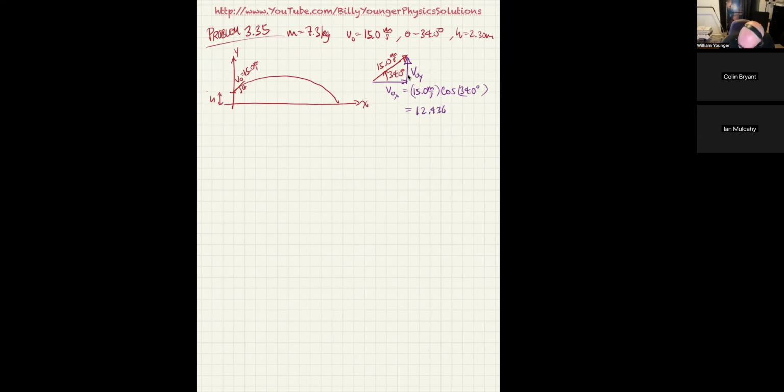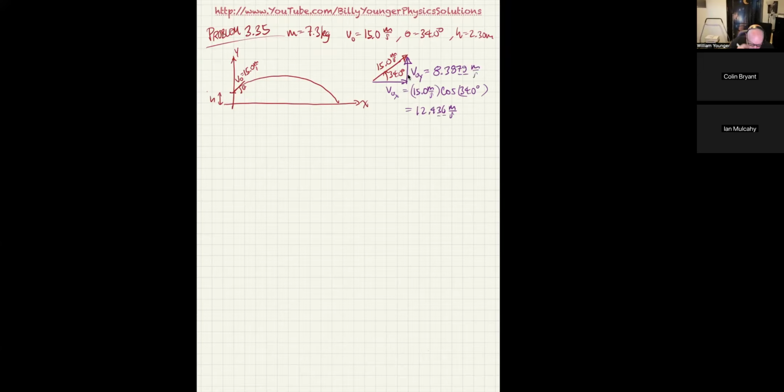12.436. That's two extra sig figs, so that's plenty good there. And V0Y is 15 times the sine of 34.8. That's 8.3879. Very good.